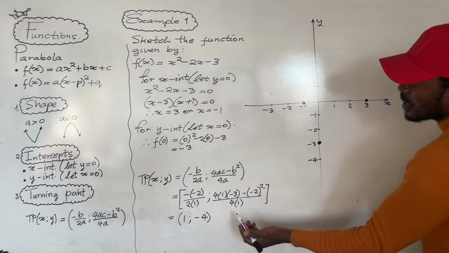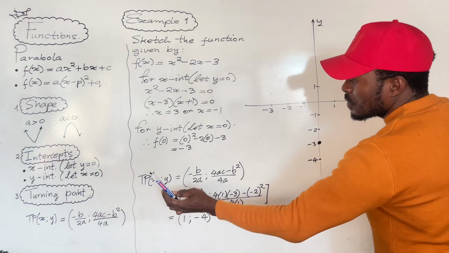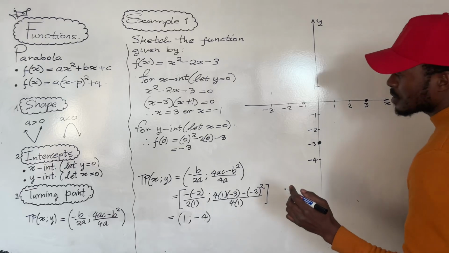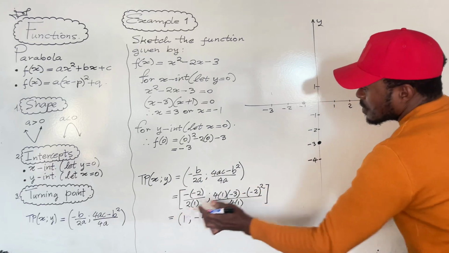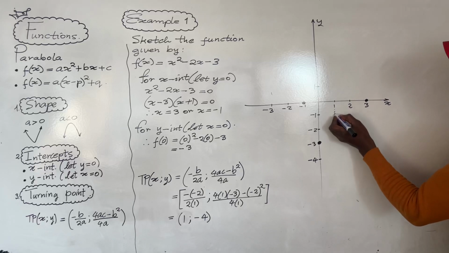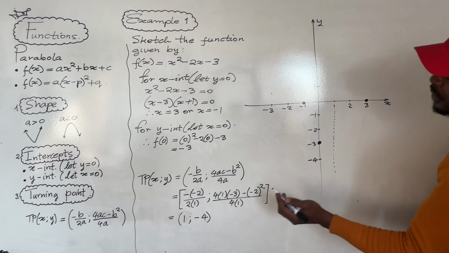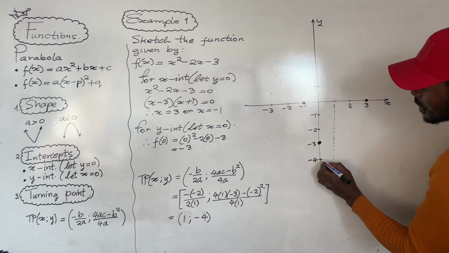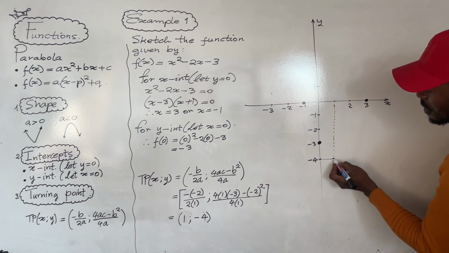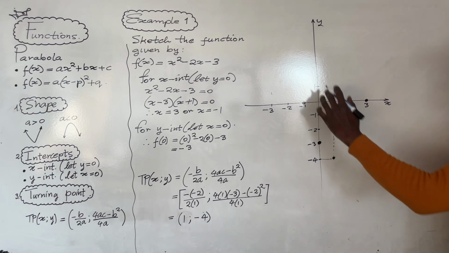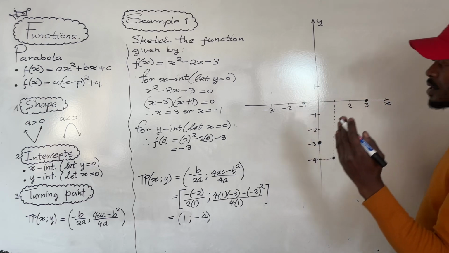Now, understand that when it comes to the turning point, you have a coordinate, so you have to map two values, the x and the y. For the x coordinate, we have 1. And for the y coordinate, we have minus 4. And therefore, you must be having dots which guide you towards the shape of your function.